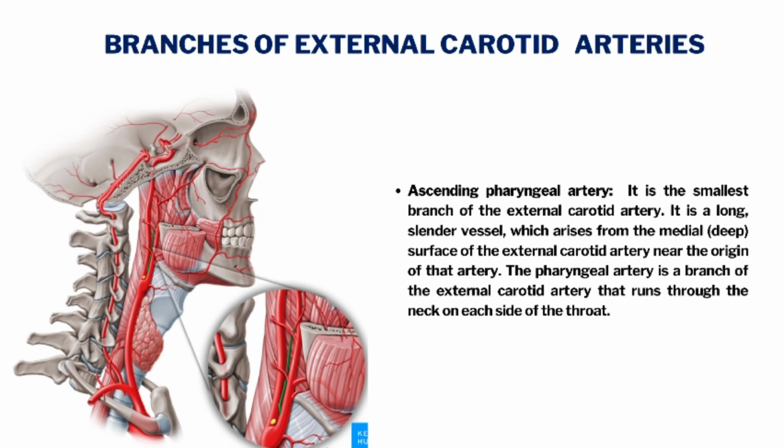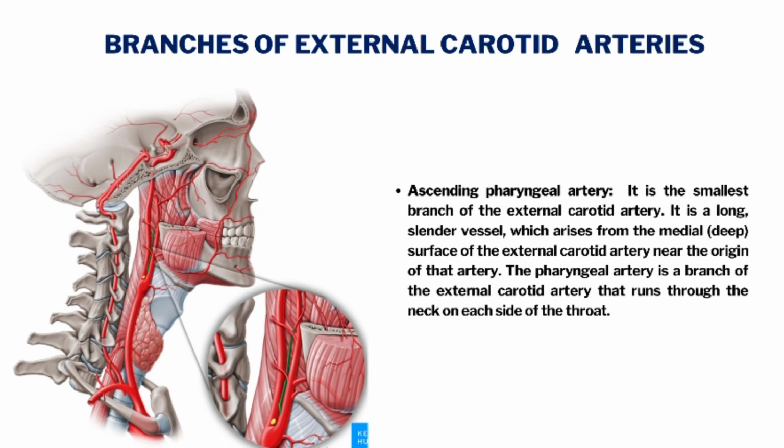It is the smallest branch of the external carotid artery. It is a long, slender vessel which arises from the medial or deep surface of the external carotid artery. It is a branch of the external carotid artery that runs through the neck on each side of the throat. The ascending pharyngeal artery is crossed by styloglossus and stylopharyngeus, and longus capitis lies posterior to it.